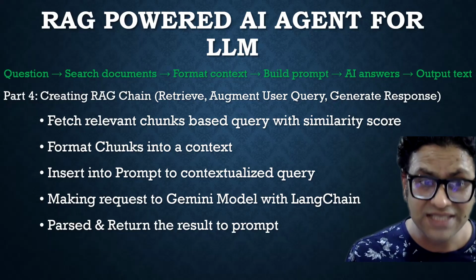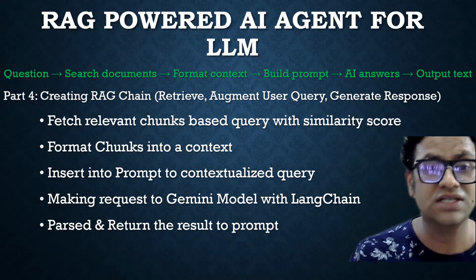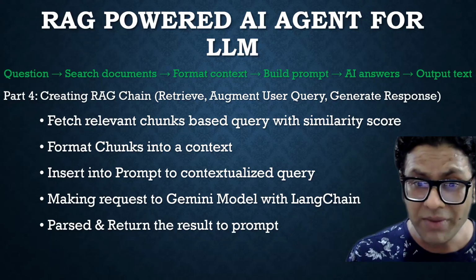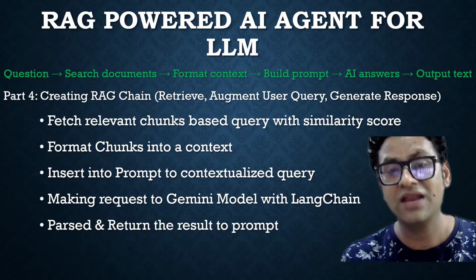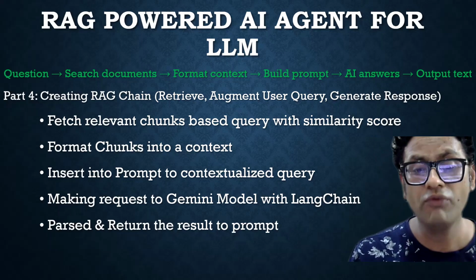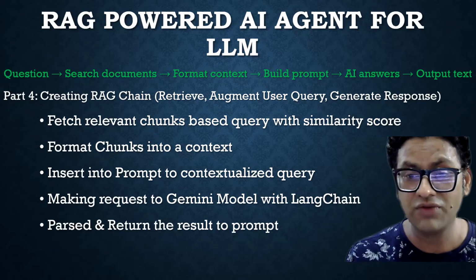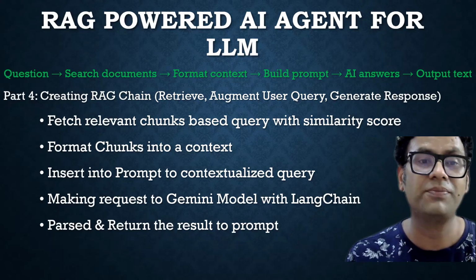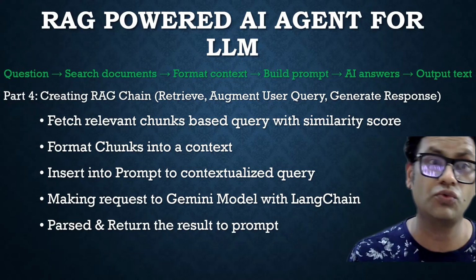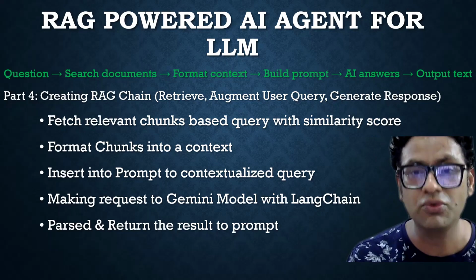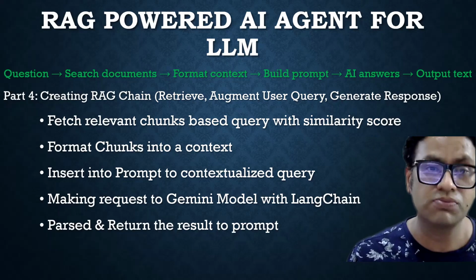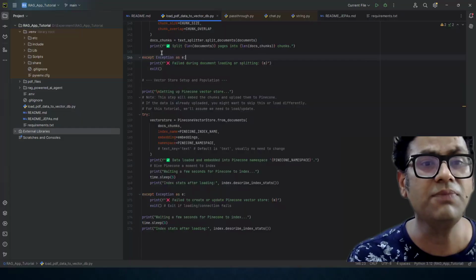As you can see on my screen, the very first thing we're going to understand is how we can fetch a relevant chunk, how we can format that chunk to include in our prompt, and then how we're going to contextualize the query. We're going to see all those things with the code. If you haven't watched my previous video, I would highly recommend you watch it, because I'm going to use a lot of code which we have written in the previous part. So let's head into PyCharm.